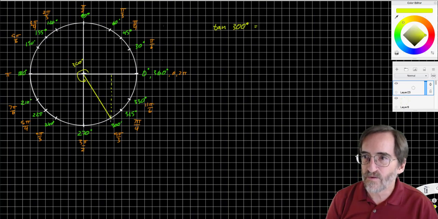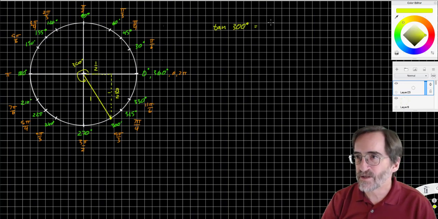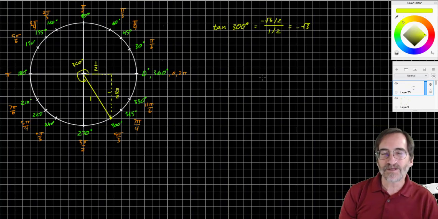Always draw the vertical straight from the terminal point to the x-axis, and recognize the triangle. This is a 30, 60, 90 triangle. So the sides are 1/2 and root 3 over 2. 1/2 is positive, root 3 over 2 is negative, and of course the hypotenuse is 1. Tangent is sine over cosine: negative root 3 over 2 over 1/2. The 2's cancel, we get negative root 3. Okay, so that's kind of how we work it out.